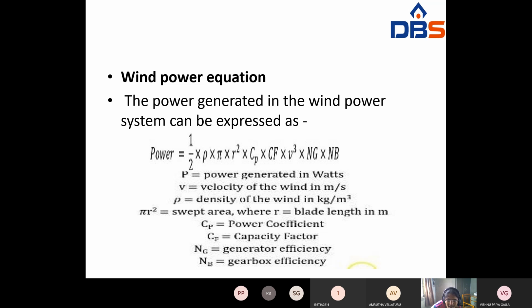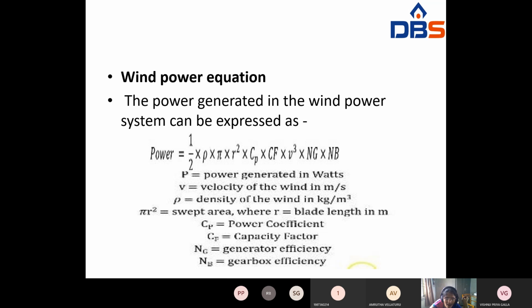Here P is the power generated in watts. V means the velocity of the wind in meters per second. Rho is the density of the air in kg per meter cubed.